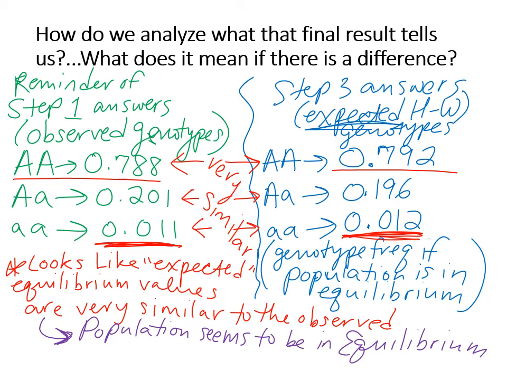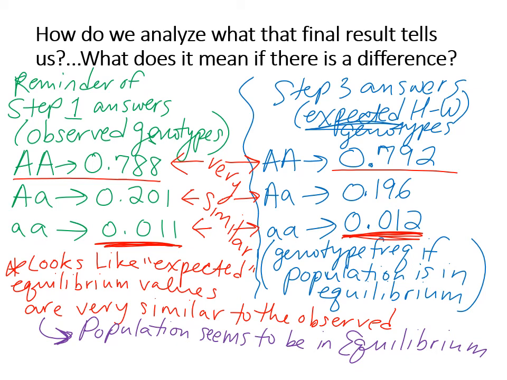If even one of them was not close to its expected, then what would we say? If there's a difference in any one of those three genotypes, you would say the population is likely not in equilibrium. Okay? So if even one of those numbers was not close to its expected, make sure to write that down. I don't have room on the screen anymore, but write that down. If even one of the genotypes is not close to its expected Hardy-Weinberg, you would say it is not in equilibrium.